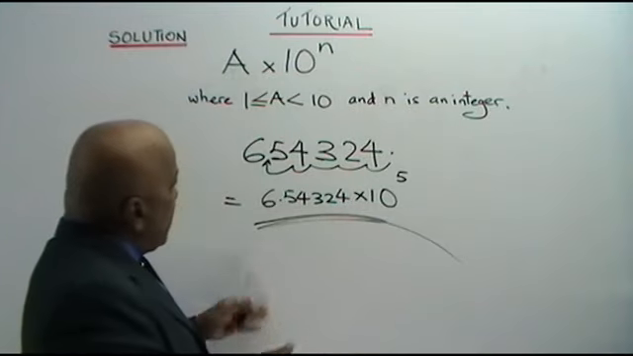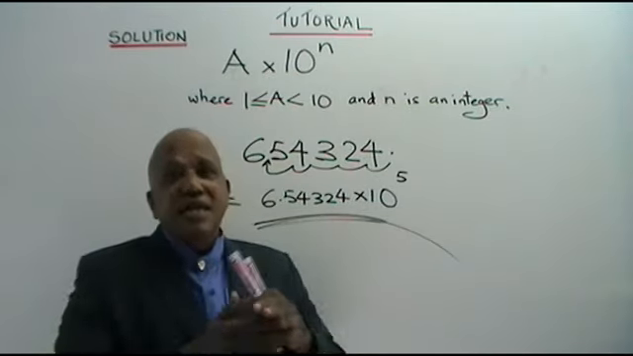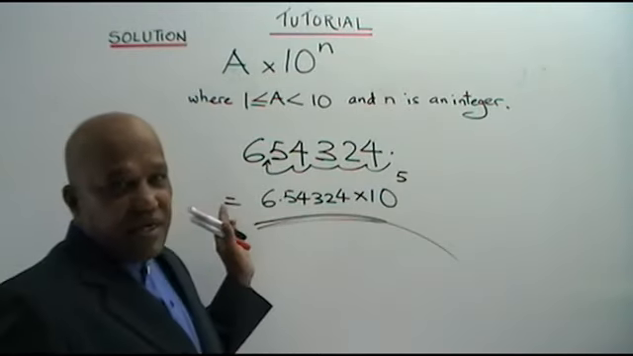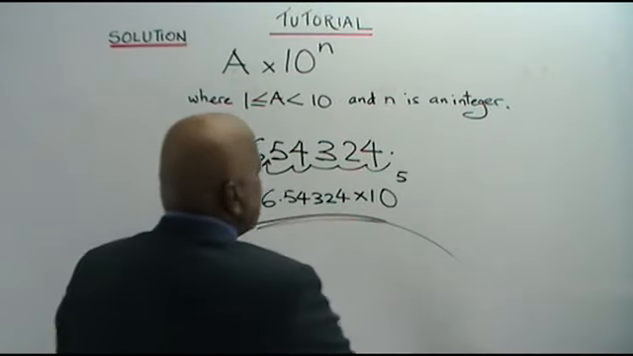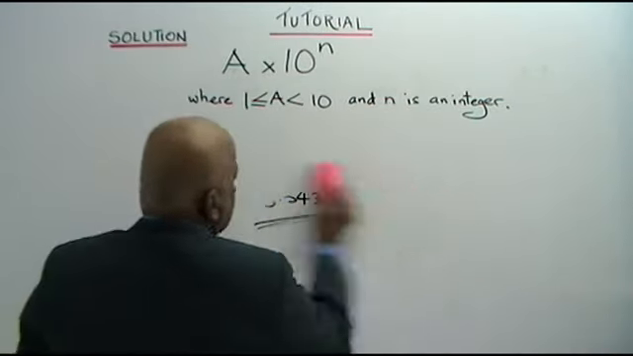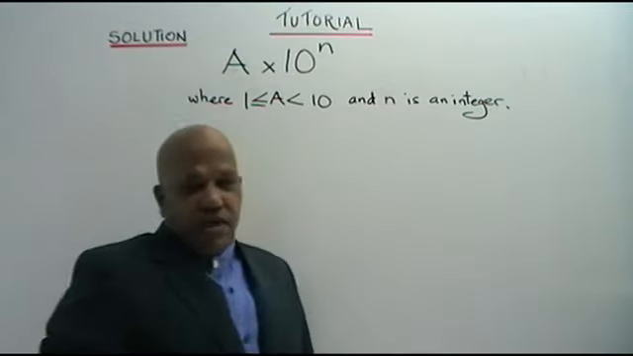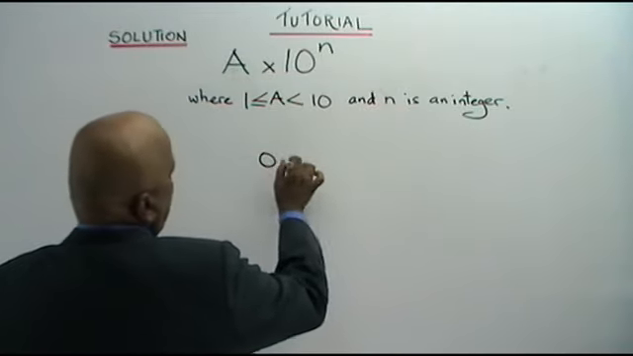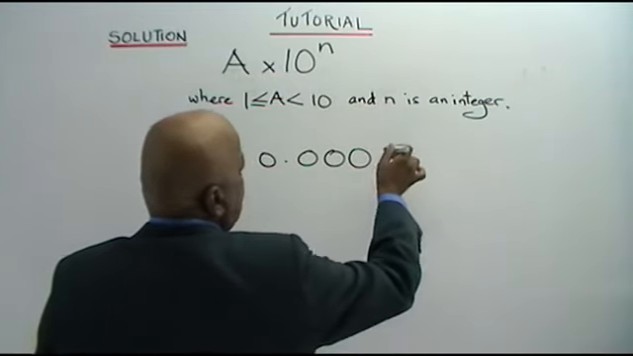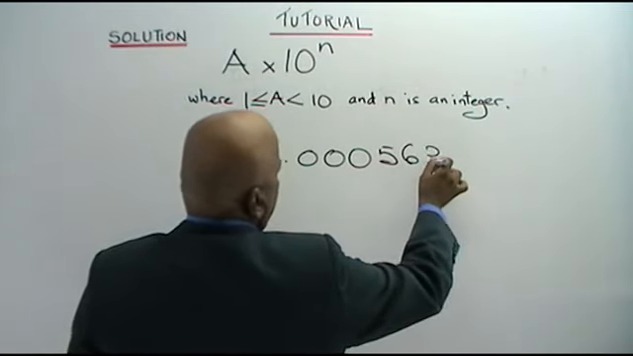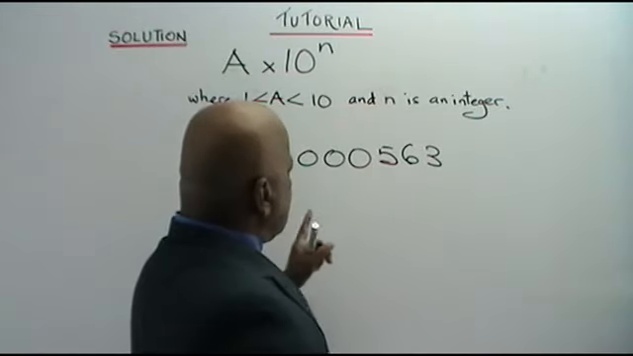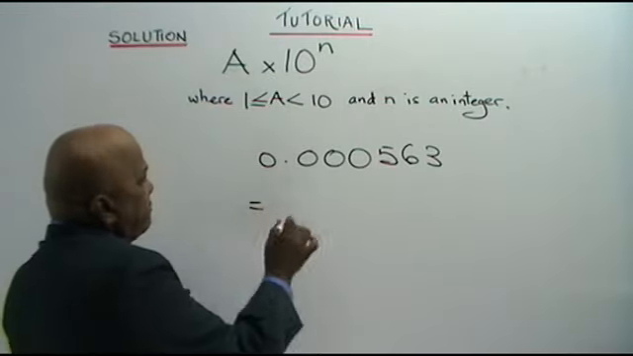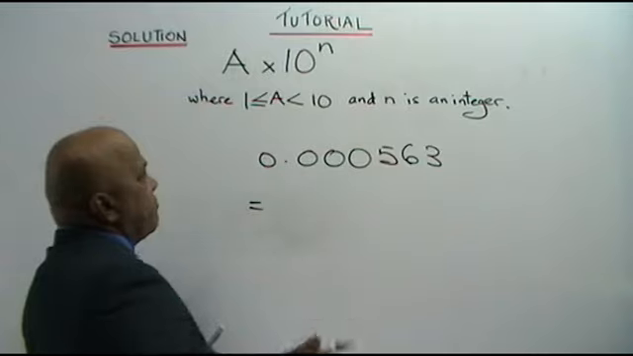Now we go to another example, of a number less than 1. Have you got this? Shouldn't be very difficult. Let me erase. Okay, another example of a number now less than 1: 0.000563. Now you are supposed to give the answer in standard form.